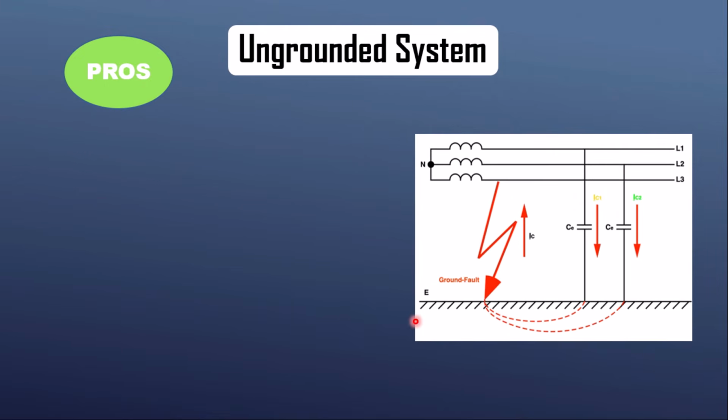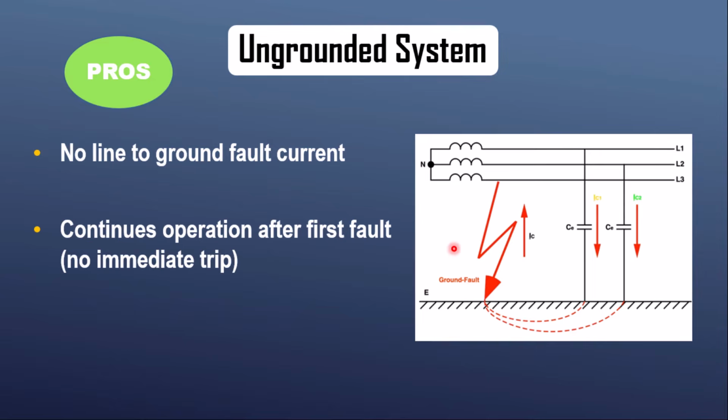So what happens is that since the neutral point is not connected to the earth, we have no line to ground fault current. Since we have no fault current, there is no safety that will operate during the fault and the system will continue to operate during the first fault. So we have no immediate tripping. Since there is no fault current, we have a very low risk of equipment damage.